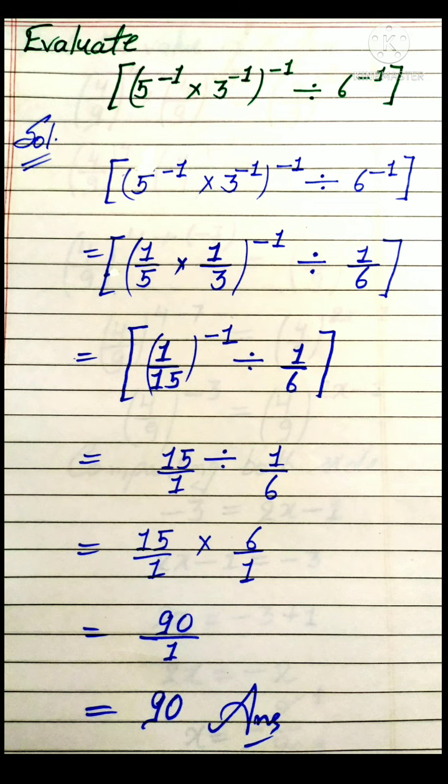Now what we will do, we will find the product of numerator to the numerator and denominator to the denominator. So after multiplying 15 and 6, 15 times 6 is 90 and 1 times 1 is 1. That means you will get 90 upon 1, which can be written as 90. This will be your final answer.